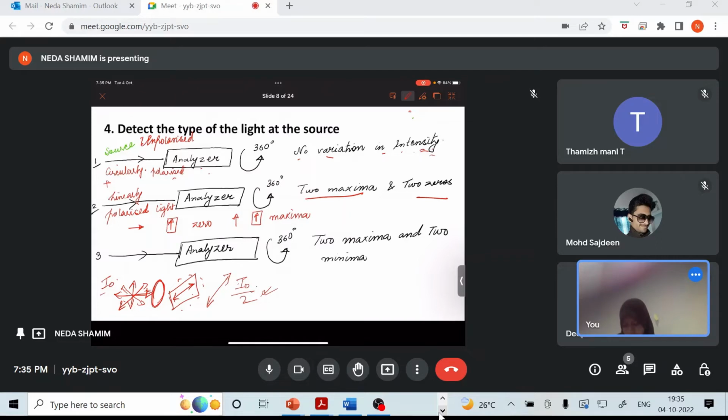With the analyzer, we are getting two maxima and two minima. We are not getting a zero, we are getting a minimum. What could be the answer? Elliptically polarized. Correct, elliptically polarized.